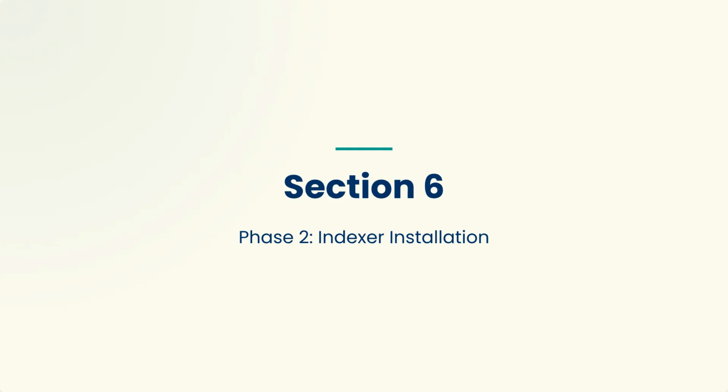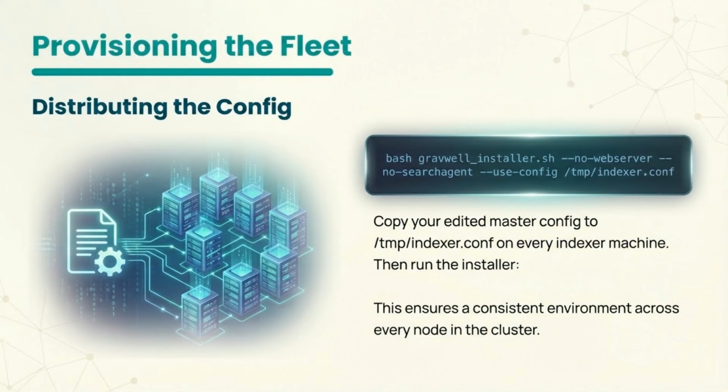We skip ahead to Section 6, which covers Phase 2, Indexer Installation. To provision the indexer fleet, copy your edited master config to /tmp/indexer.conf on every indexer machine. Then, run the installer using the provided command, ensuring a consistent environment across the cluster.